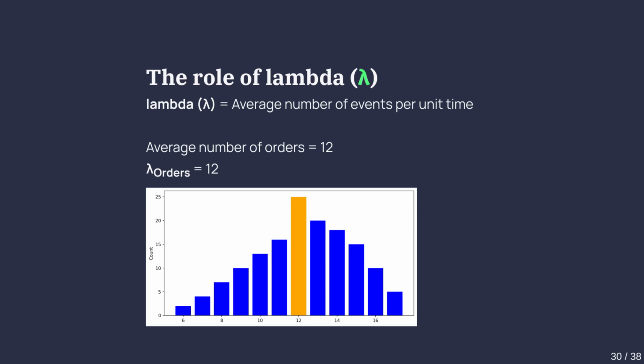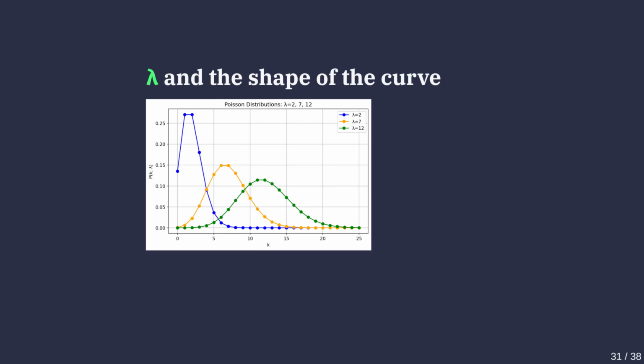If we visualize it, most outcomes will cluster near 12, but there could be times with 6 or even 16 orders. Lambda doesn't just set the average, it also changes the shape. A Poisson distribution with lambda equals 2 looks very different from the one with lambda equals 12. But in every case, the peak of that distribution always lines up with lambda.